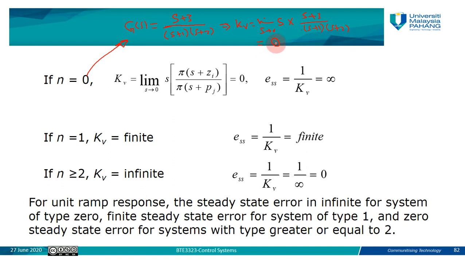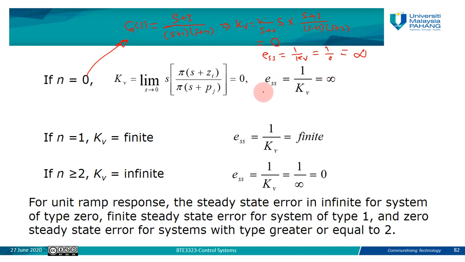If the value of kv equals 0, the value of error will equal 1 over kv, which is 1 over 0, so it becomes infinity. So in this case, the value of error is very big. If your system is type 0 and your input test function is the ramp function, which is 1 over s square, your error will be infinity.